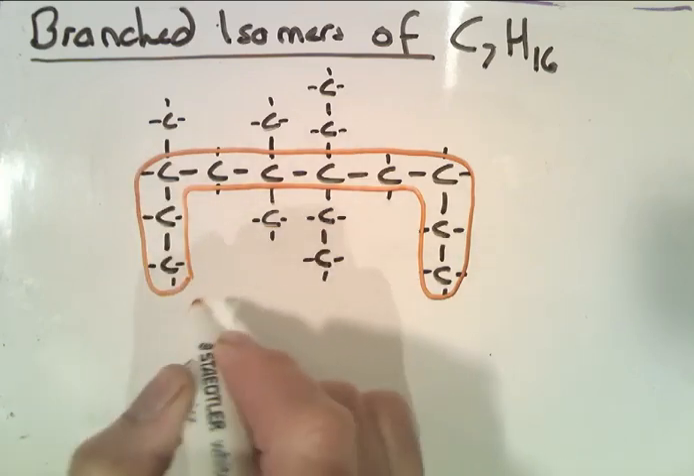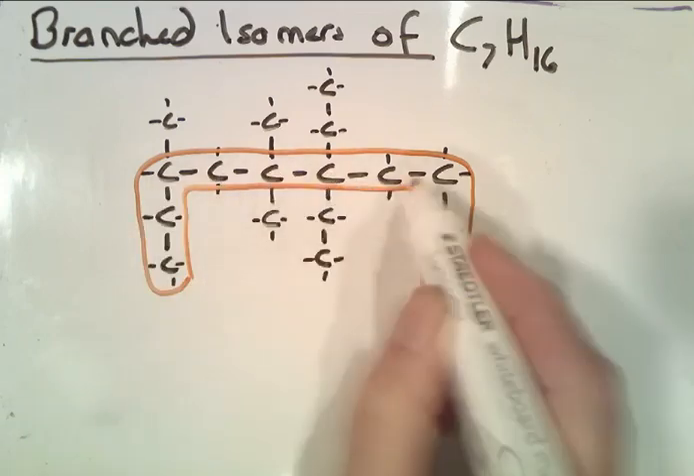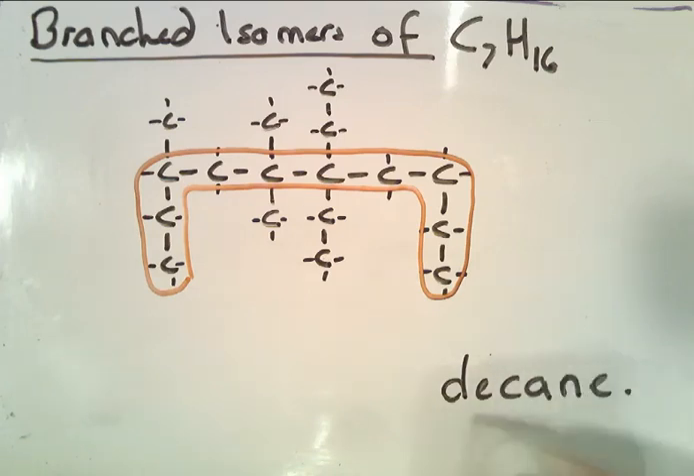So the longest chain has 1, 2, 3, 4, 5, 6, 7, 8, 9, 10 carbons in it. So the name for 10 carbons is decane. So we can write the end of our name.